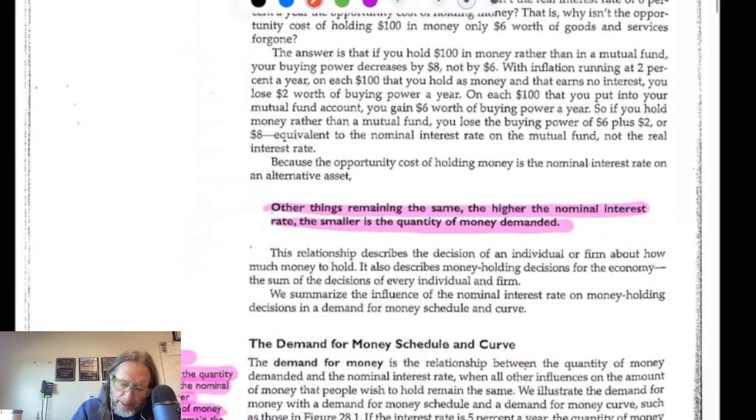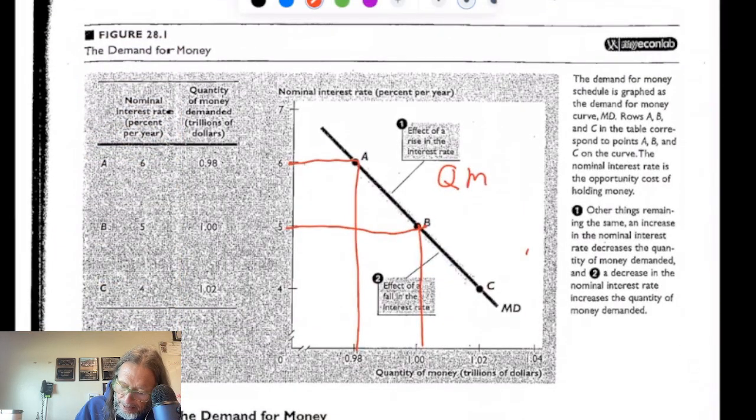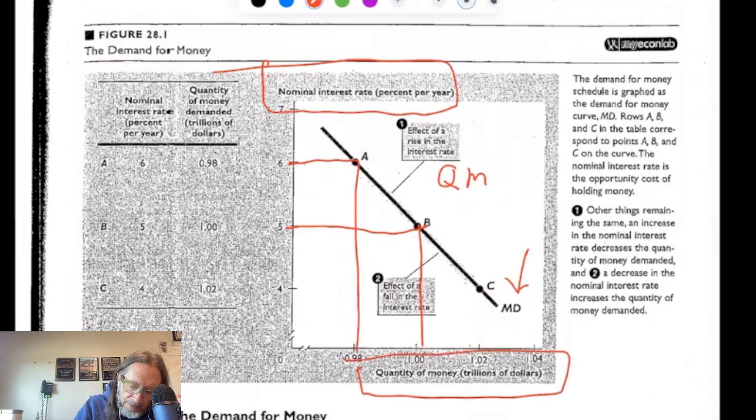So, other things remaining the same, the higher the nominal interest rate, the smaller the quantity of money demanded. That just gives us our basic curve like this, right? We have a quantity of money demanded curve. We're looking at nominal interest rates, and we're looking at the quantity of money. The higher the nominal interest rate, the lower the quantity of money demanded. The lower the interest rate, the higher the quantity of money demanded. Okay, basic, just like all the demand stuff.